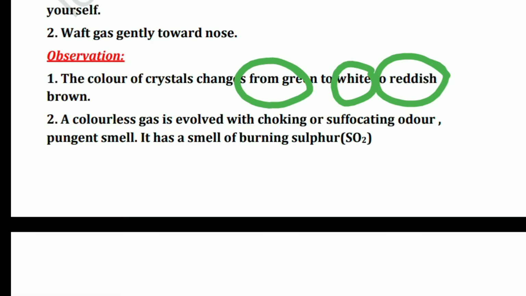And a colorless gas is evolved. Now as I told you, you might know that it is sulfur dioxide gas, but you cannot directly mention that sulfur dioxide gas is evolved, because you're just observing.